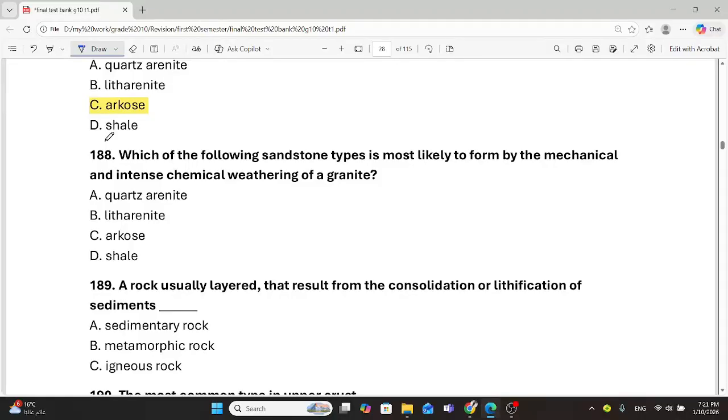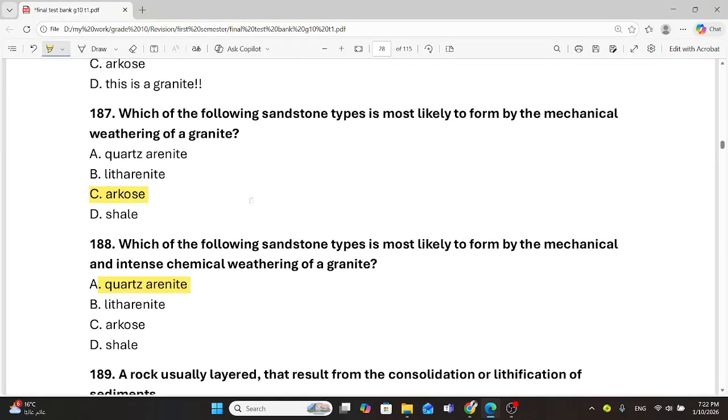188: Which of the following sandstone types is most likely to form by the mechanical and intense chemical weathering of a granite? It will be quartz arenite, the one shown in the illustration at the same time.